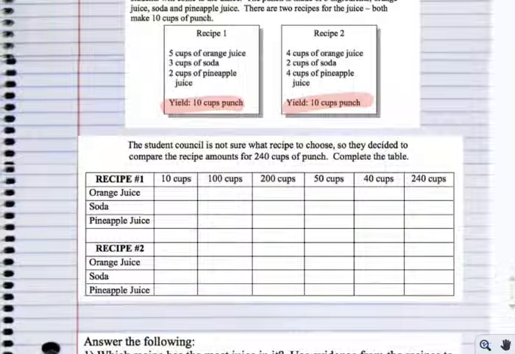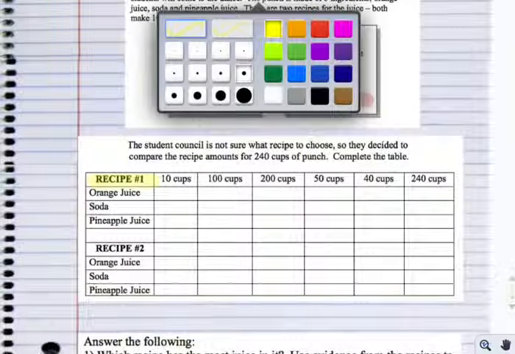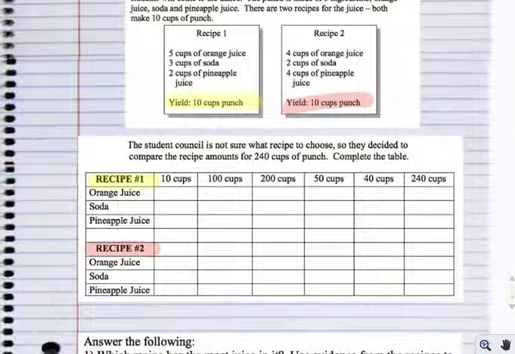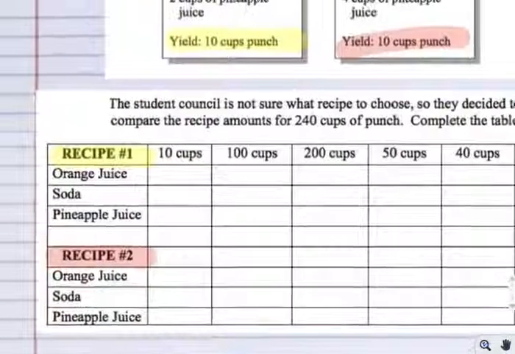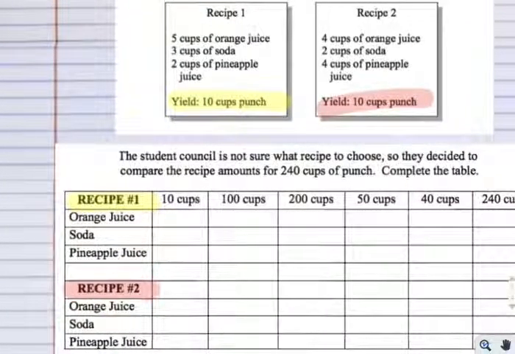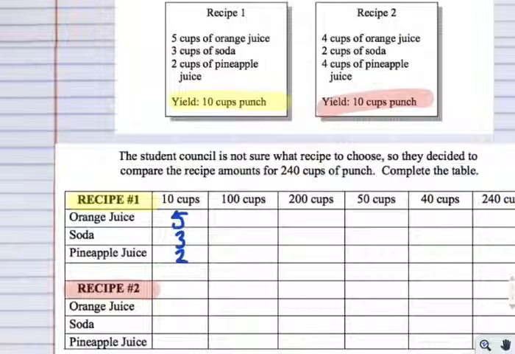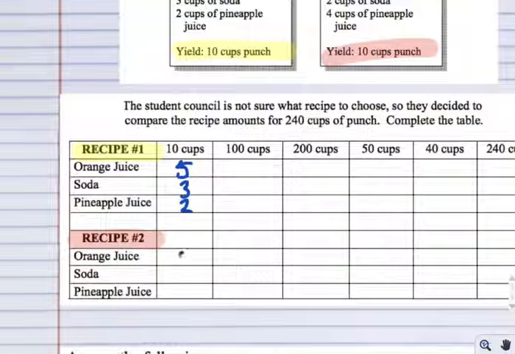Complete the table. So we're going to go through and we're going to look at recipe number 1, and we're going to compare it to recipe number 2 in terms of how much of each ingredient we need to make a certain amount of recipes. So first it just asks you for 10 cups. Well, both recipes already make 10 cups, so I'm just going to copy them as they are. Recipe number 1 has 5 cups of orange juice, 3 cups of soda, and 2 cups of pineapple juice. Recipe number 2 has 4 cups of orange juice, 2 cups of soda, and 4 cups of pineapple juice.